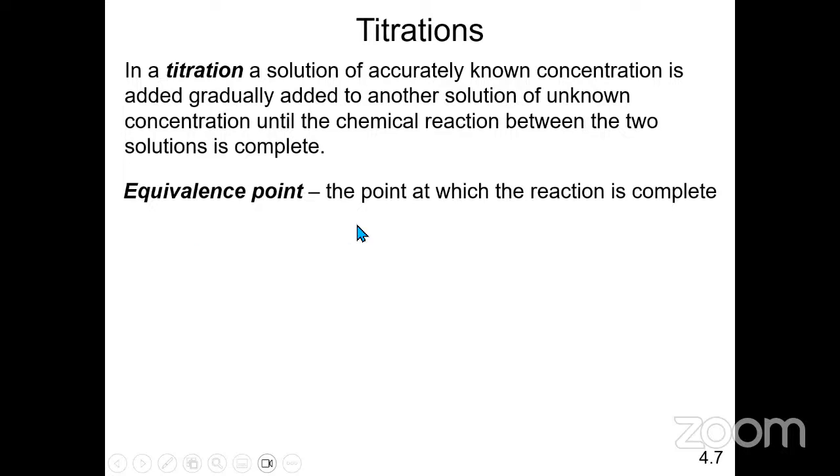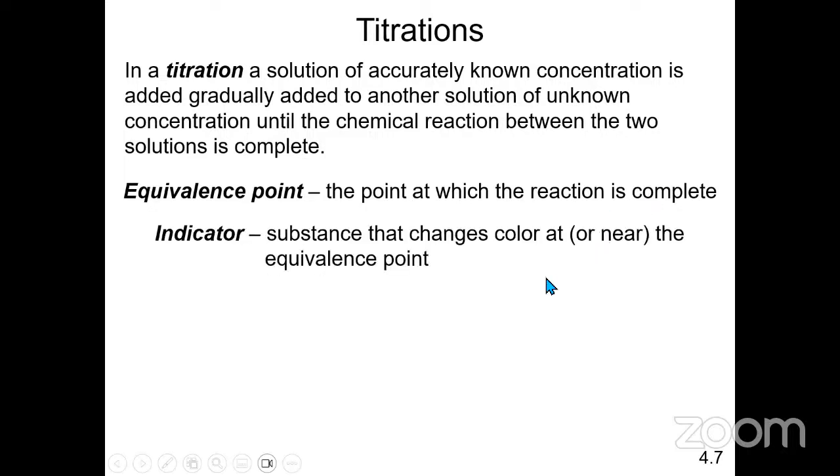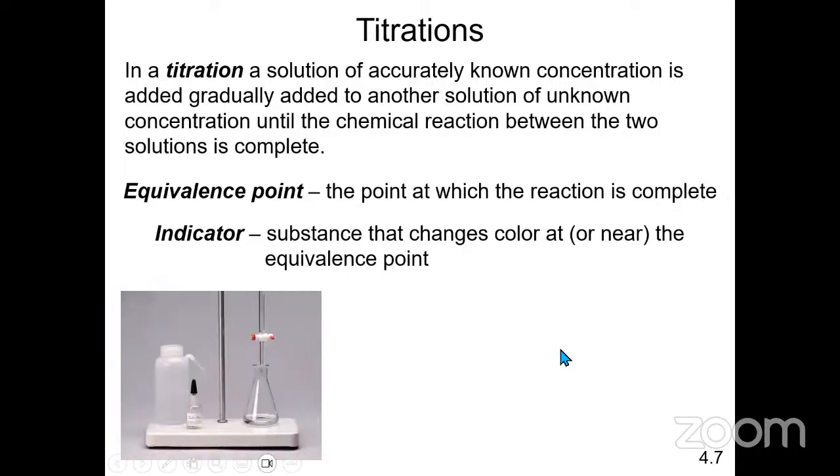The point at which the reaction is complete, where the two reactants are stoichiometrically equivalent, we call that the equivalence point, right? And we add an indicator which changes color at or near the equivalence point so that you know that's the equivalence point that you've reached, and therefore you don't need to add any more of the particular reactant to the other one, all right?